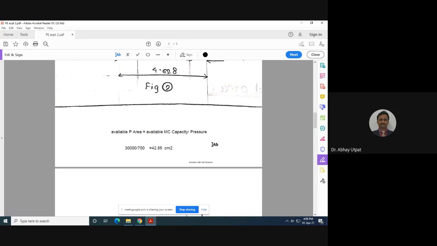I repeat once again, you have available only 42.85 centimeter square, and you have to fit all the cavities and the gating system in this area only. Now this 42.85 centimeter square is available for two cavities. So there are two holes, 1 and 2.